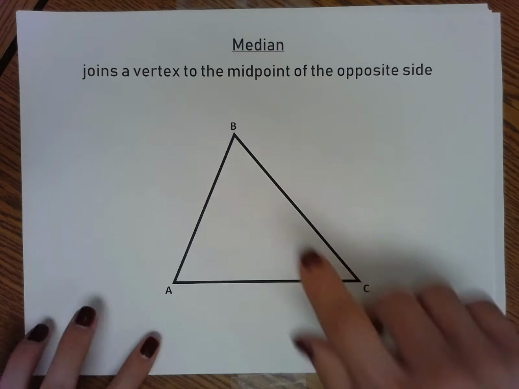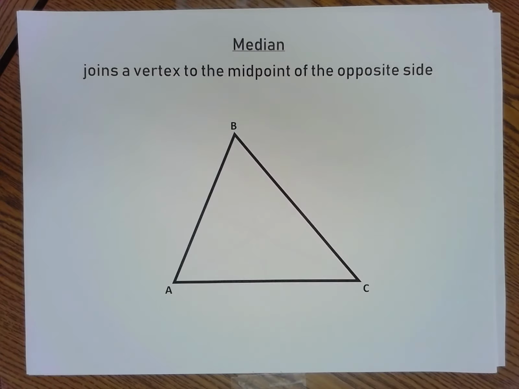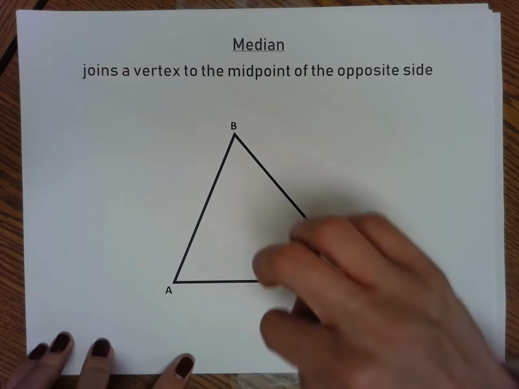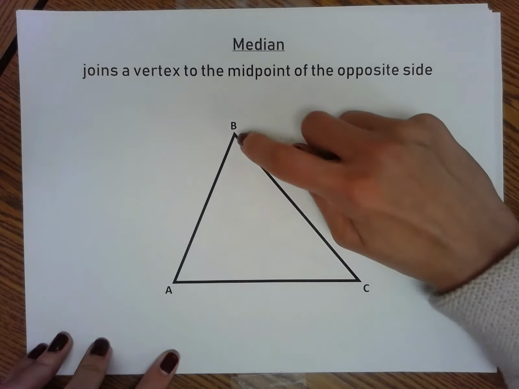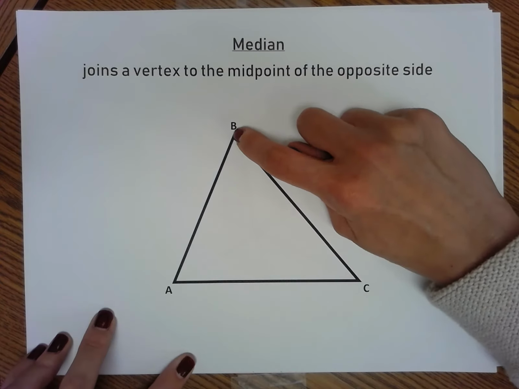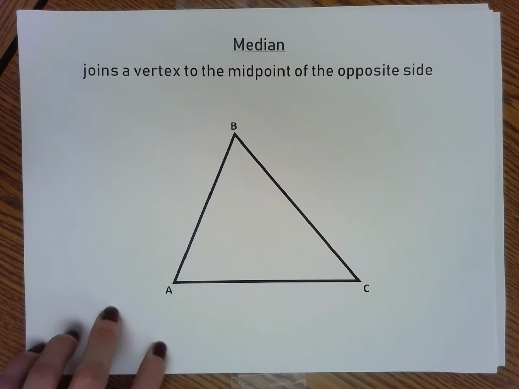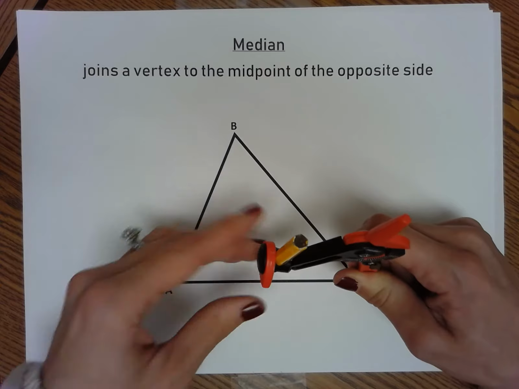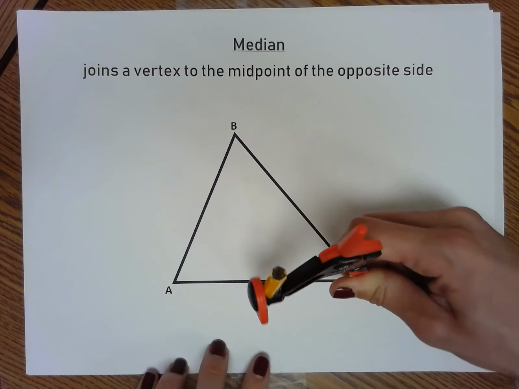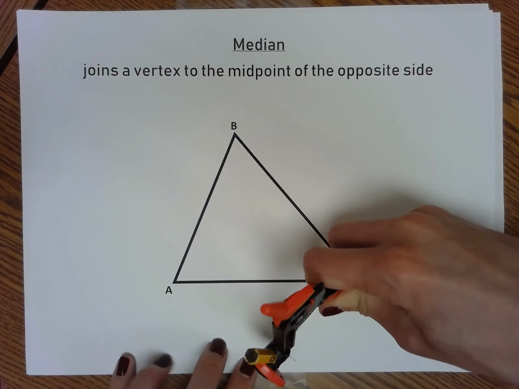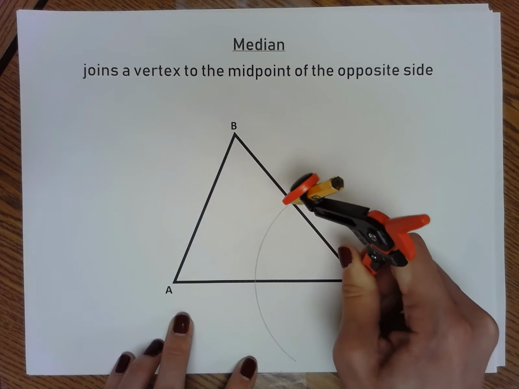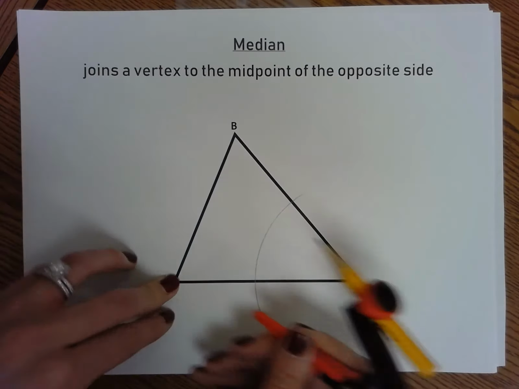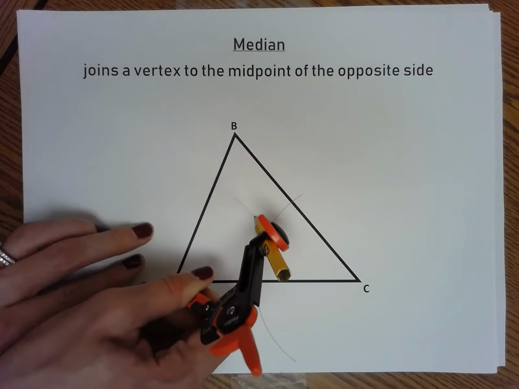Let's take a look at the median. A median joins the vertex to the midpoint of the opposite side. So if I'm drawing a median from vertex B, it's going to go from B to the midpoint of AC. Here's how you do it. You first do the exact same thing as you would for a perpendicular bisector. You draw an arc from both A and C.